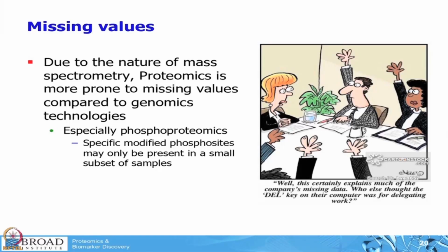The next topic is missing values. This one I have a lot of slides, but I think many of them are technical and probably unnecessary, so I'll just zip through it quickly. Mass spectrometry is prone to more missing values than RNA-seq or most of the genomics methodologies. So 10-15 years ago, if you used an Affymetrix microarray to measure a sample, you would get a measurement for every single gene. There would basically be no missing values.